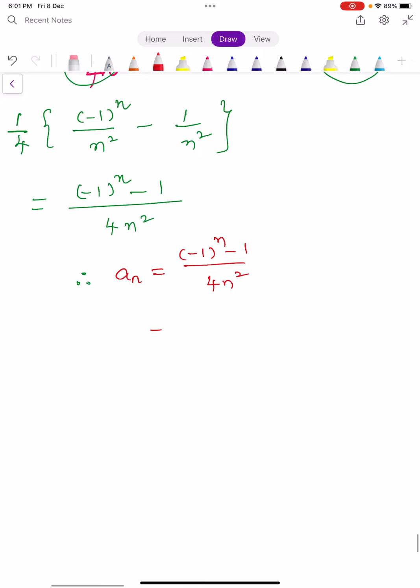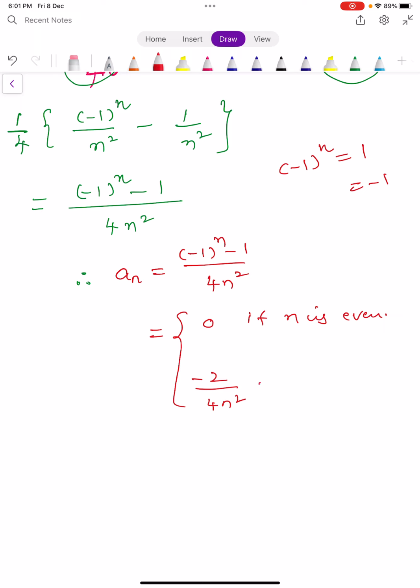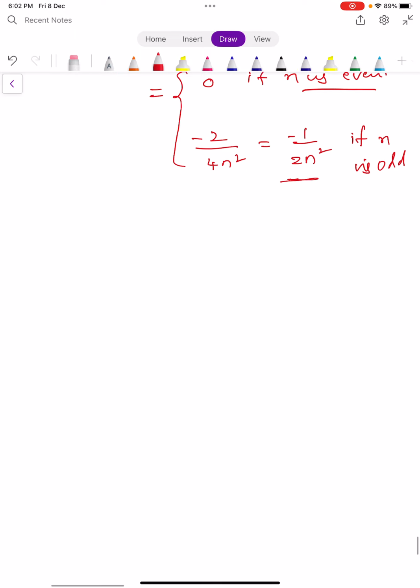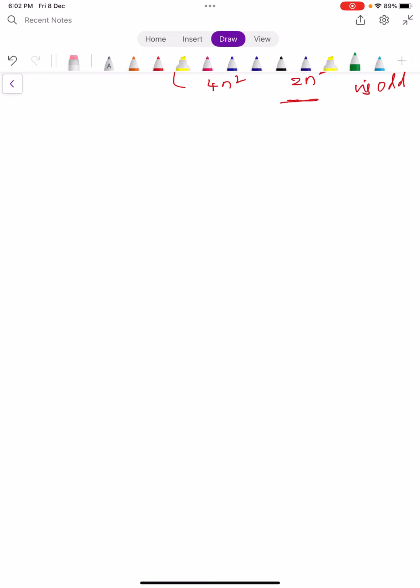You can simplify this again by using the even and odd concept. Minus 1 power n equals 1 if n is even, and minus 1 if n is odd. So it is 0 if n is even. It is minus 2 by 4n square, which equals minus 1 by 2n square, if n is odd. Remember that. So we have two values for an. An equals 0 if n is even. An equals minus 1 by 2n square if n is odd. Next we have to calculate bn.